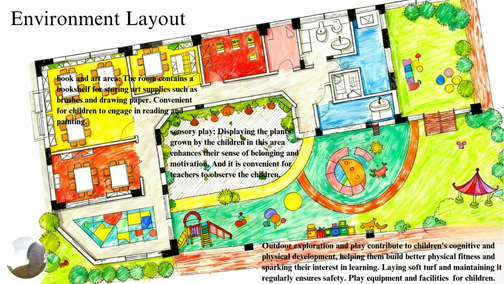And part two is the sensory play area. We can display the plants grown by the children in this area to enhance their sense of belonging and motivation. It is also convenient for teachers to observe what the children do in the classroom or outdoors. And the third area is the book and art area. In this room, we can have bookshelves for storing art supplies, such as brushes and drawing paper, which is also convenient for children to engage in reading and painting.